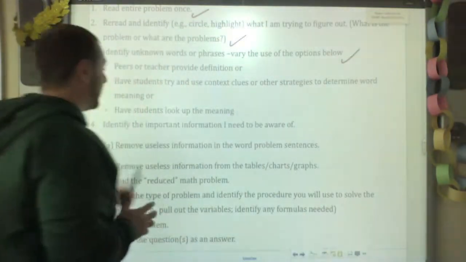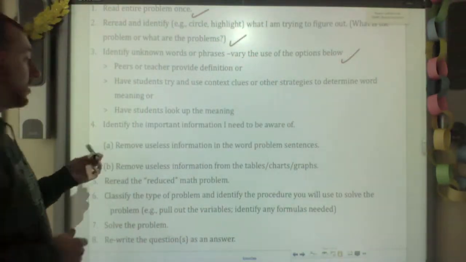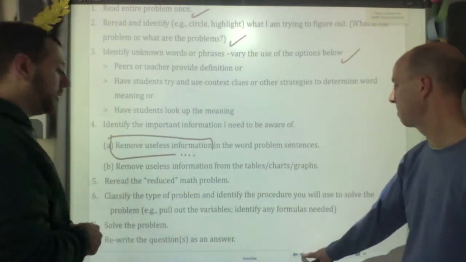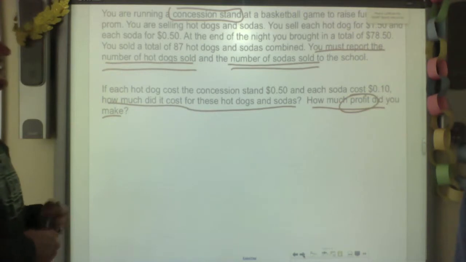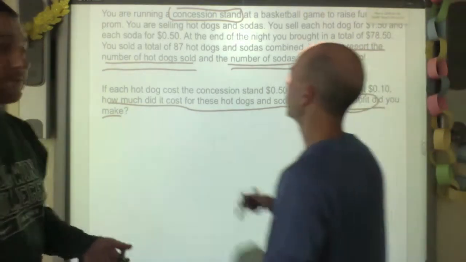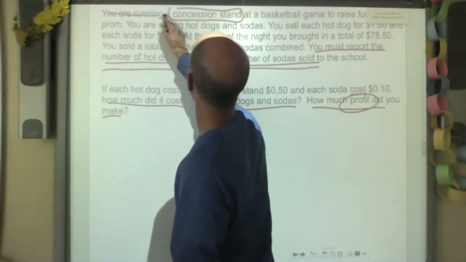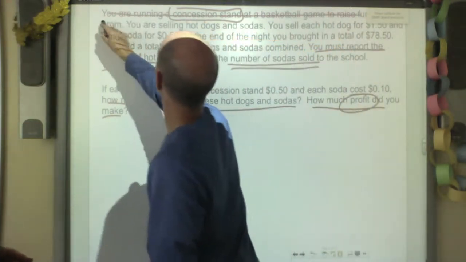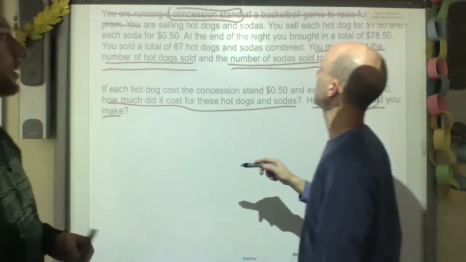So now we're going to identify the important information and we're going to remove the useless information. Okay? So you're running a concession stand at a basketball game to raise funds for prom. Do I care about that? Don't really care very much for that, Mr. Parsons. You don't care why you're raising the money for the prom. Okay. Let's see.